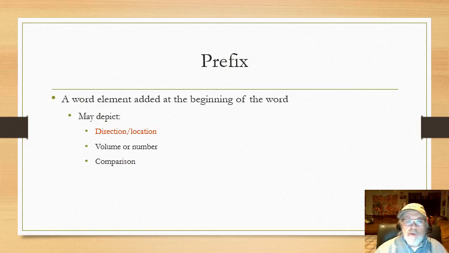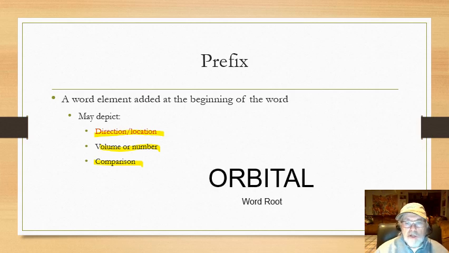Okay. Now prefixes could come in a number of different colors, shapes, sizes, all kinds of different things. And basically they may depict a direction or location, a volume or number, or sometimes comparison. And this is just some large categories. We'll have other prefixes that we could talk about with that. Let's talk about direction and location.